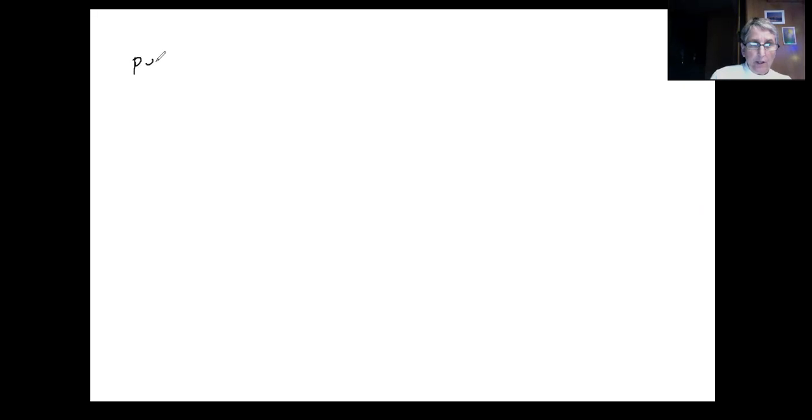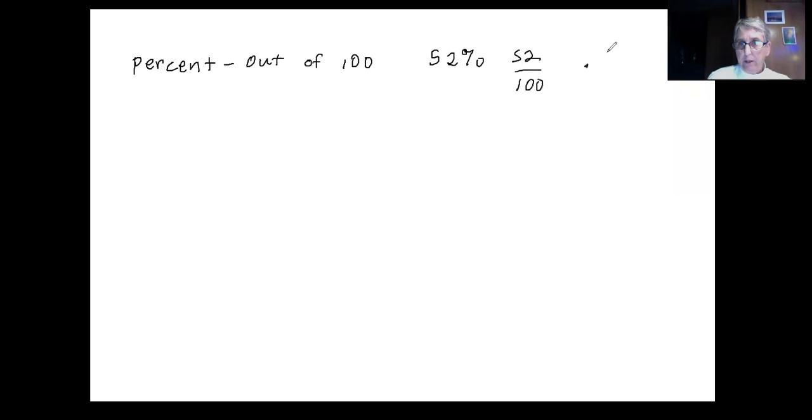All right, percent means out of 100. So if I have 52%, I can write it as 52 over 100, or I can write it as 52 hundredths as a decimal. So that's percent. That's what we're studying.